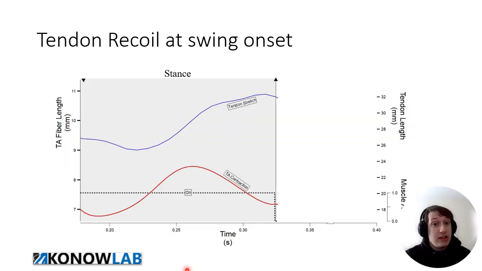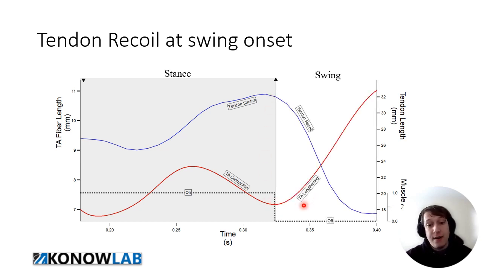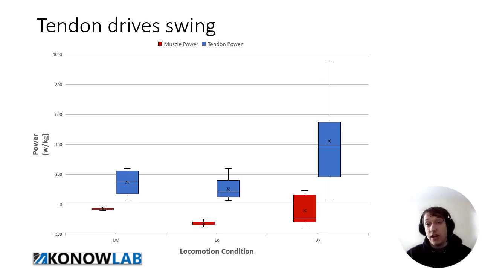For each trial, we see this length change trajectory. So during mid to late stance, we see the muscle is on, it's contracting, and it's stretching the tendon. Now at toe off, so swing onset, we see the muscle turns off and it lengthens. However, the tendon is recoiling. This supports our first prediction. At swing onset when the foot is dorsiflexing, we see greater positive power in the tendon in blue than the muscle in red, meaning the tendon is driving foot dorsiflexion.